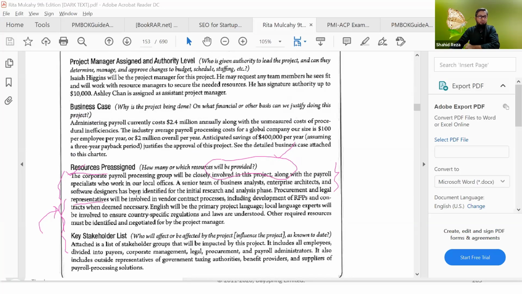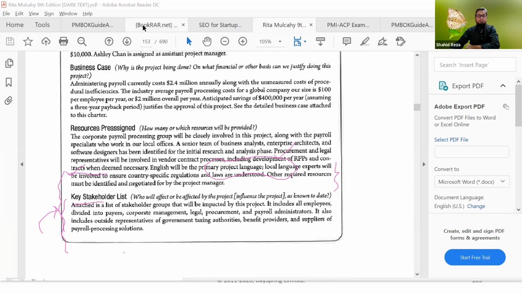So we are taking justification input from that business case. Okay, so then resource pre-assigned. Resource pre-assigned means at the beginning of the project, if some resources, that can be people resource or any facility or any equipment for your project, if that is assigned by the sponsor for your project, so that will be mentioned here. That is actually resource pre-assigned.